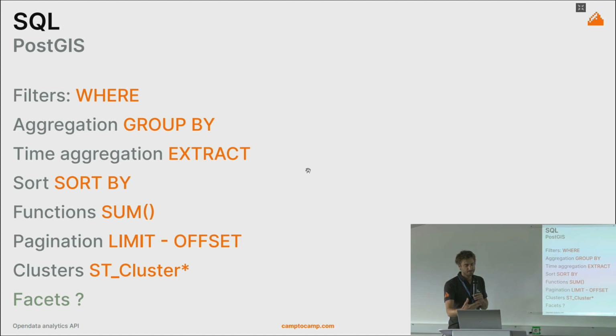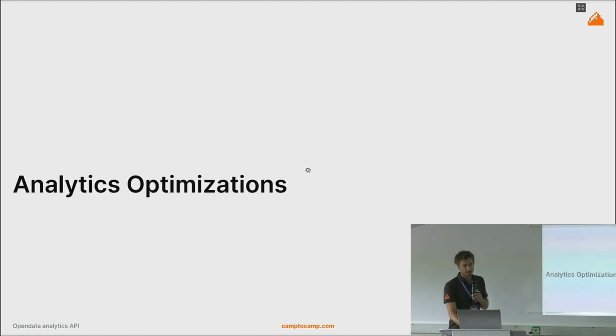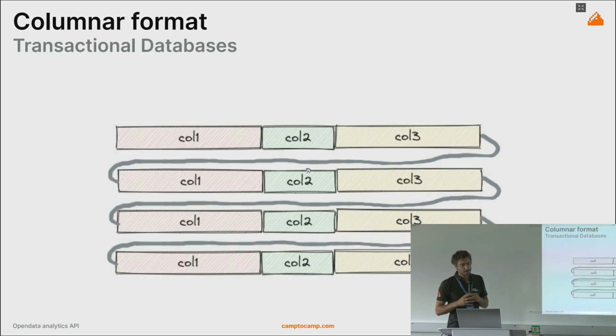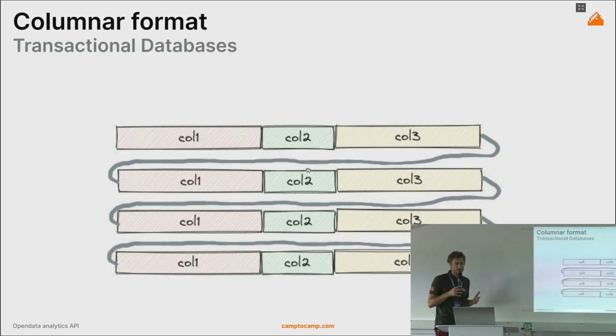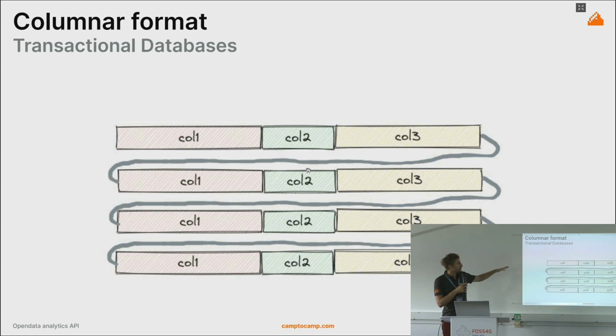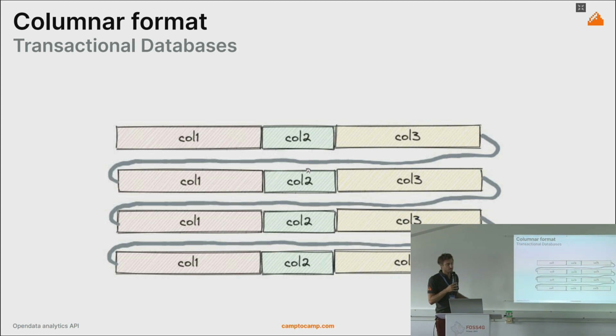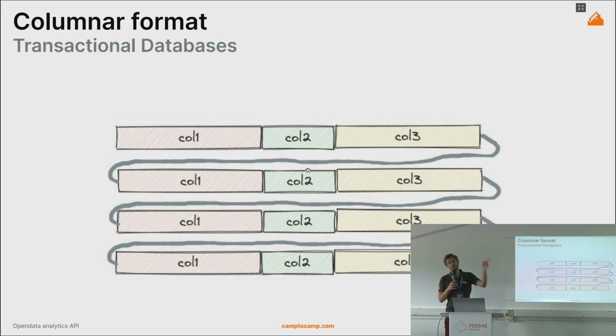So actually, this could orient the API design. Some optimization, I talk about columnar format. So here is a transactional database. You see that if you want to do some analytics on column 1, you have to browse all the column of all rows, which is quite slow.